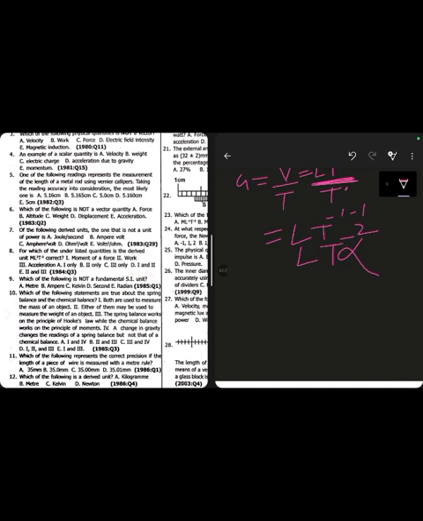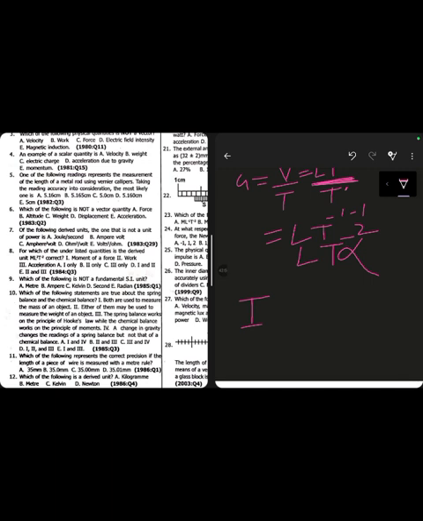Question 10 says, which of the following statements are true about the spring balance and the chemical balance? Number 1, both are used to measure mass, the mass of an object. Is that correct? No. The spring balance is used to measure weight. Chemical balance is used to measure mass. So both are not used for mass. II says either of them may be used to measure the weight of an object. Still not correct. Chemical balance is for mass, while spring balance is for weight. So either one of them cannot be used to measure weight.